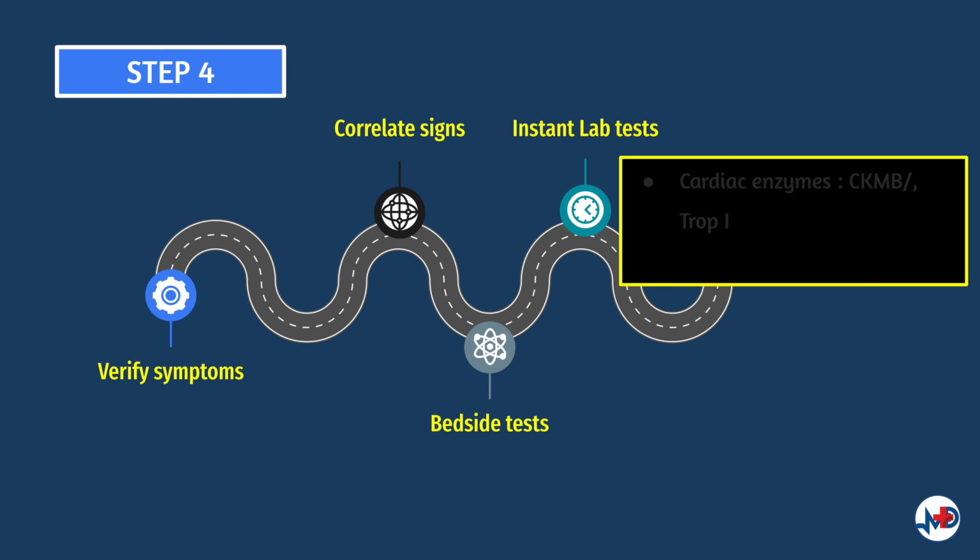Next would be instant lab tests, and these would include cardiac enzymes such as CKMB and high-sensitivity troponin I. If raised, most likely it is an acute coronary syndrome. You'd also want to do a portable chest X-ray to look for pneumothorax, pneumonia, and widened mediastinum.